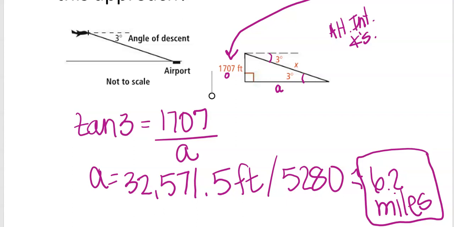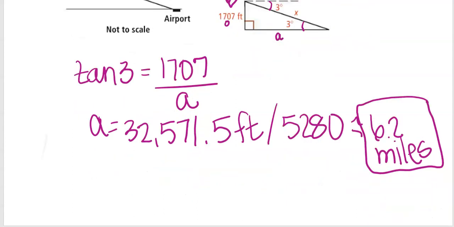Still tangent. Have we used anything else except for tangent today? No, but you have to have the things in the right place. Depression, I feel like, is definitely a little harder because of that little angle switch that you have to do. But let's do, I think there's one more maybe.